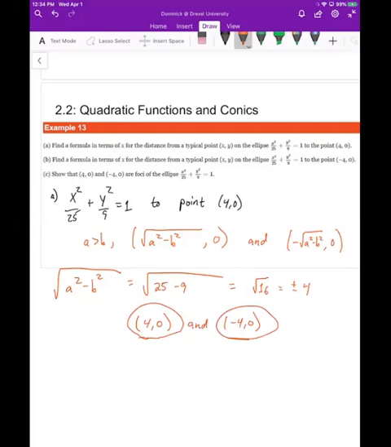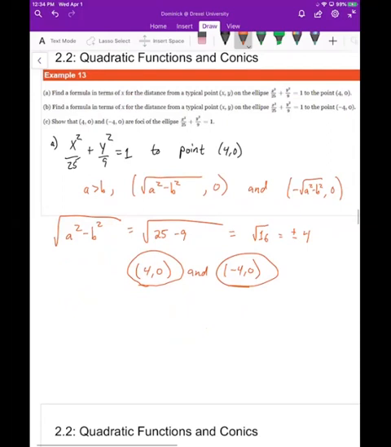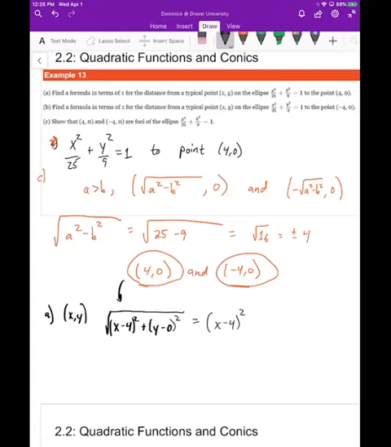Now, if we wanted to find the distance from any arbitrary point to either one of these foci, I actually did part C first here. This is really part C. If I have a point x, y, then the distance between x, y and 4, 0 would be the square root of x minus 4 squared plus y minus 0 squared, which is just the square root of x minus 4 squared plus y squared.